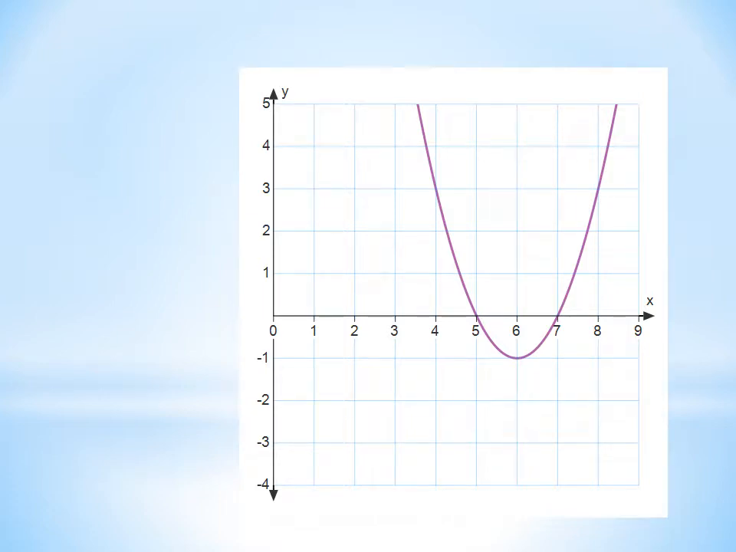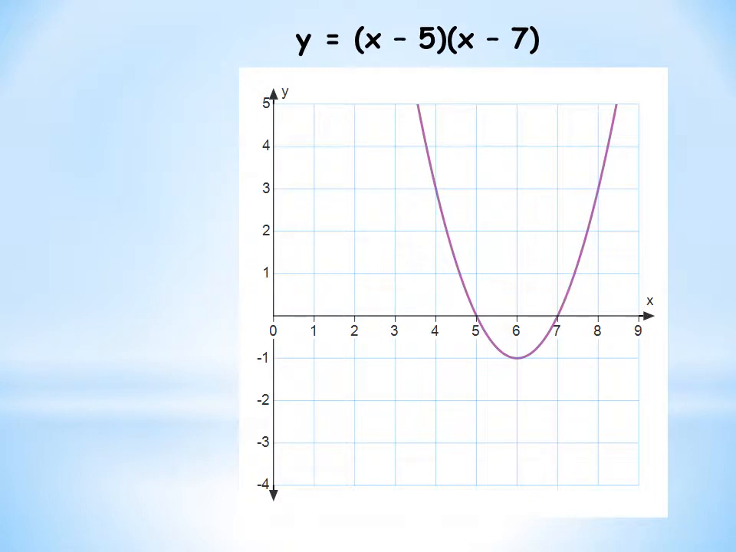Okay, so now we've graphed quadratics in vertex form and in standard form, and now we're going to look at the third form. All right, so the equation looks like this: y equals x minus 5 times x minus 7.